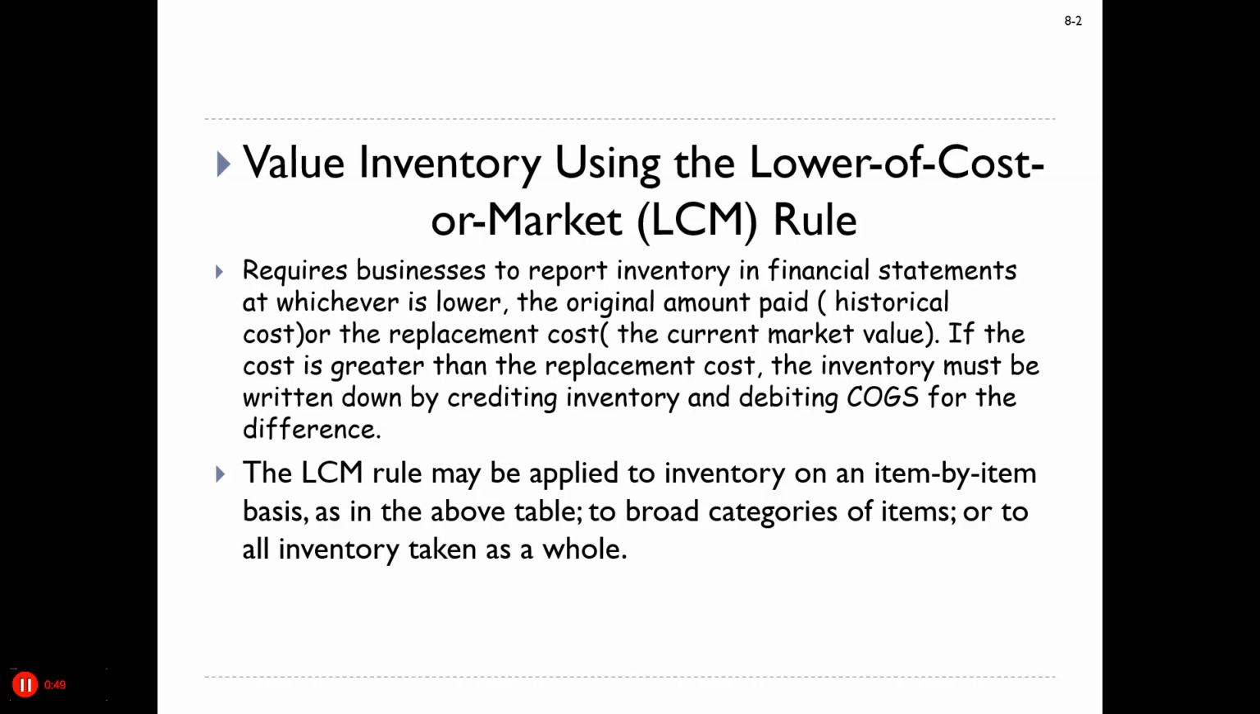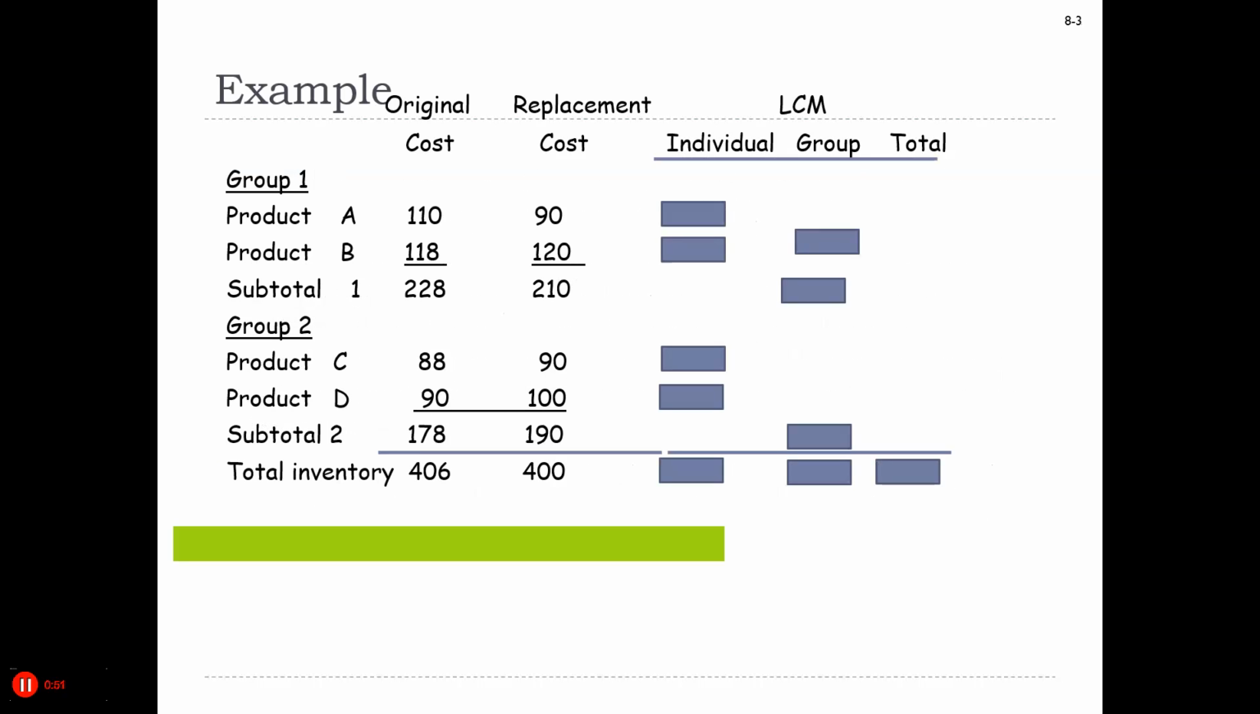So let's walk through an example. First, we'll do lower of cost or market on an individual basis. For product A, the lower is the replacement cost. Product B, it's the original cost. Product C, it's the original cost. And product D, it's the original cost. So when we add it all up, the total equals 386. We subtract that from the amount that we currently have as our total inventory value, and we're going to have to write it down by $20.